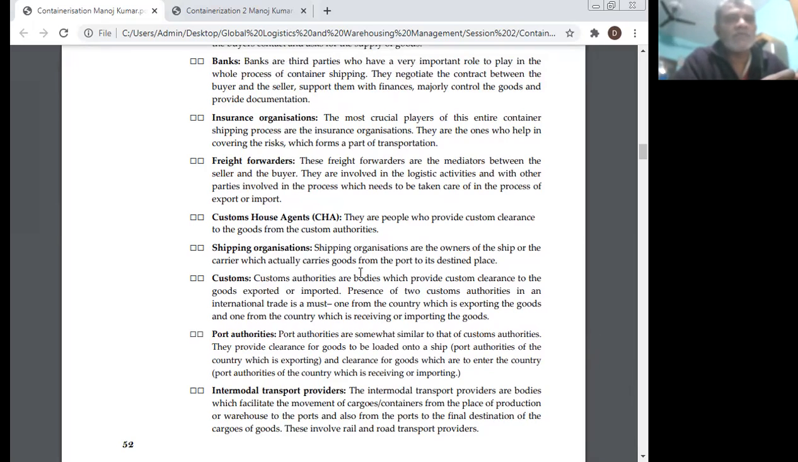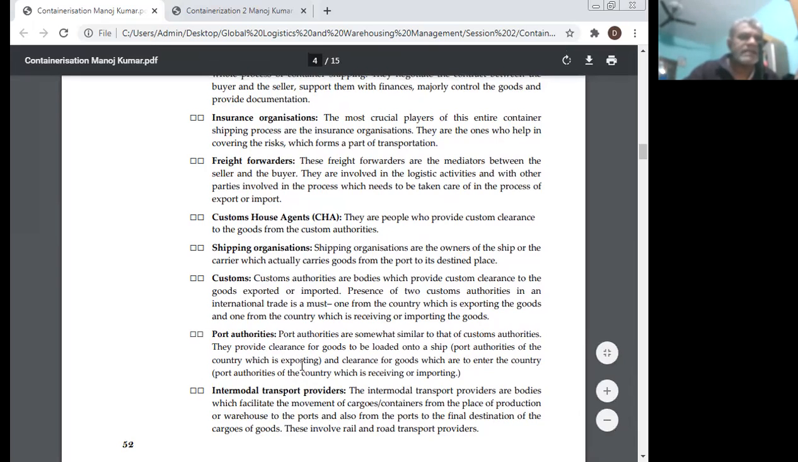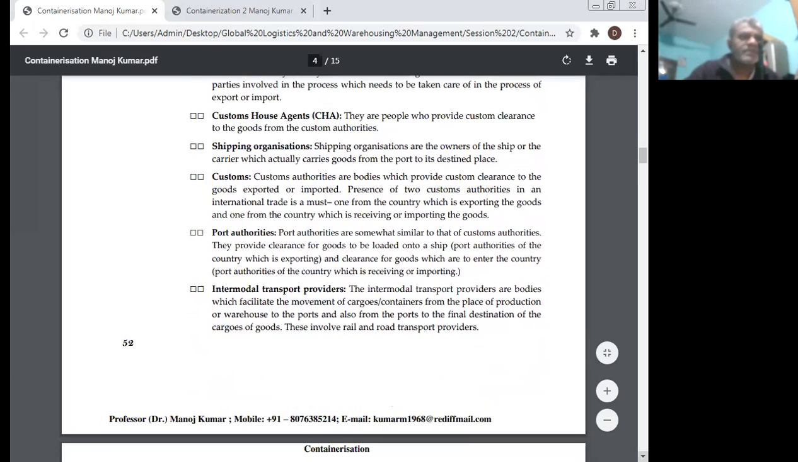Presence of two customs authorities in an international trade is a must: one from the country which is exporting the goods and one from the country which is receiving or importing the goods. Port authorities are somewhat similar to the customs authority. They provide clearance for goods to be loaded onto a ship. Port authority of the country which is exporting, and clearance for the goods which are to enter the country: port authority of the country which is receiving or importing.